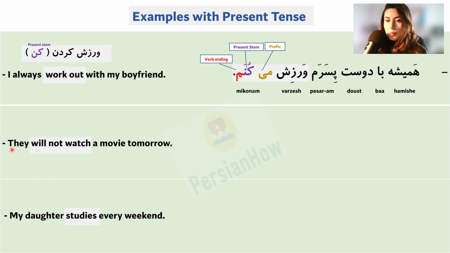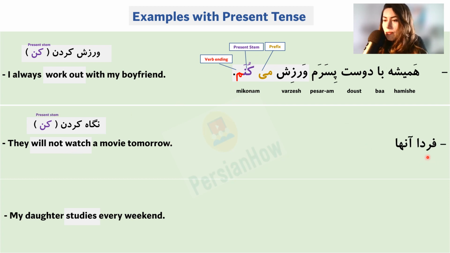Alright, next example. They will not watch a movie tomorrow. So this is a future tense, but we use present tense for it. So نگاه کردن is to watch. We also have تماشا کردن too. Maybe you might have heard of تماشا کردن. فردا آنها فیلم نگاه نمی کنند.